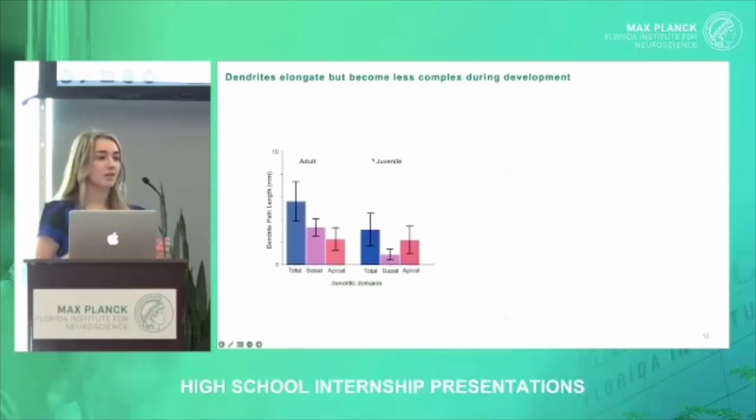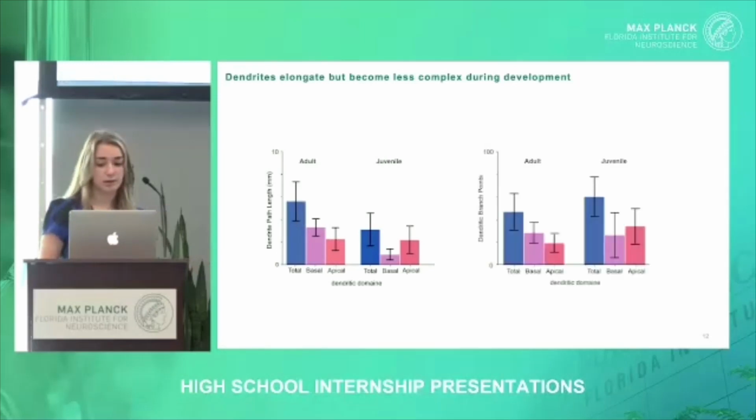So after we got all of these morphological structures, we were able to analyze the neuron. This graph shows that as the neuron develops, the total dendrite path length will elongate. Interestingly, the basal dendrite, seen over here, accounts for almost all of the dendrite growth. This can mean that the apical dendrite matures faster than the basal dendrite.